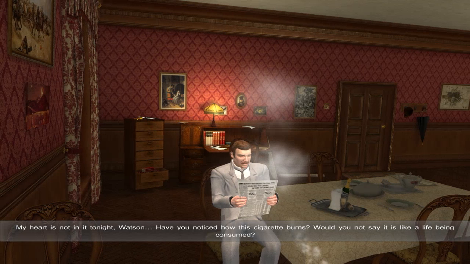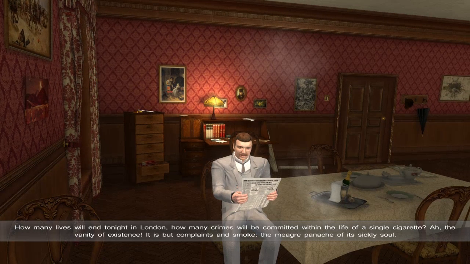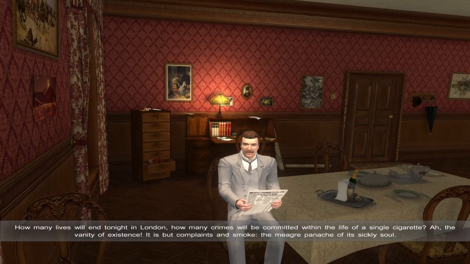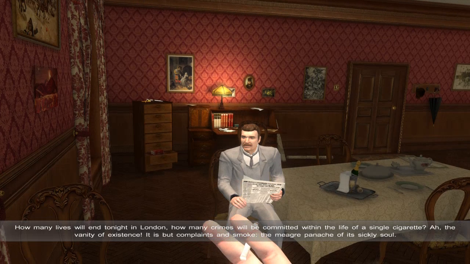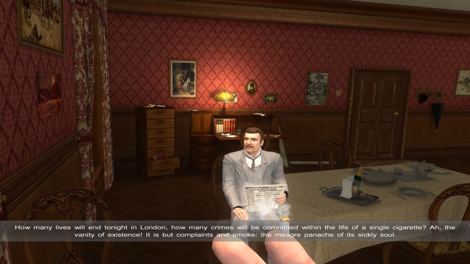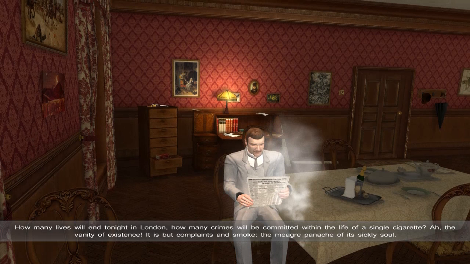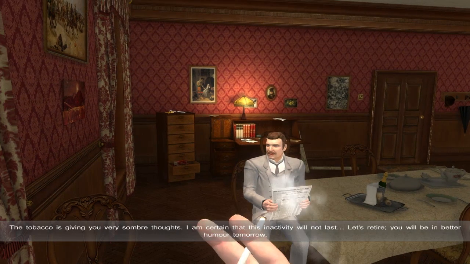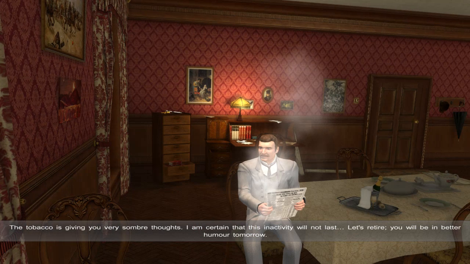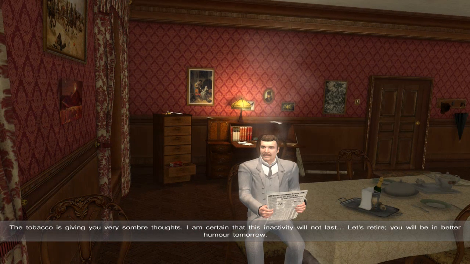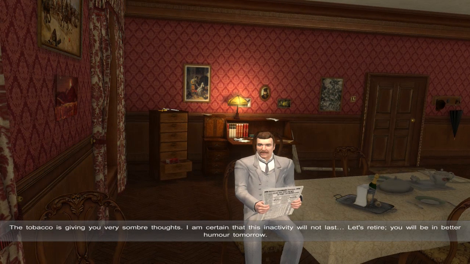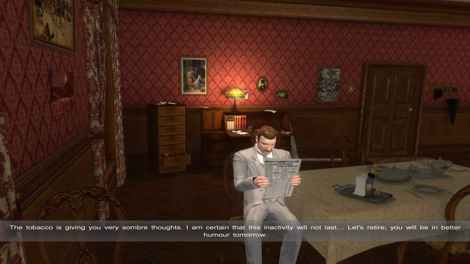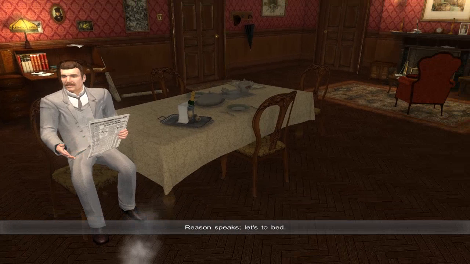How many lives will end tonight in London? How many crimes will be committed within the life of a single cigarette? Ah, the vanity of existence. It is but complaints and smoke, the meagre panache of its sickly soul. The tobacco is giving you very somber thoughts. I am certain that this inactivity will not last. Let's retire. You'll be in better humor tomorrow. Reason speaks. Let's to bed.